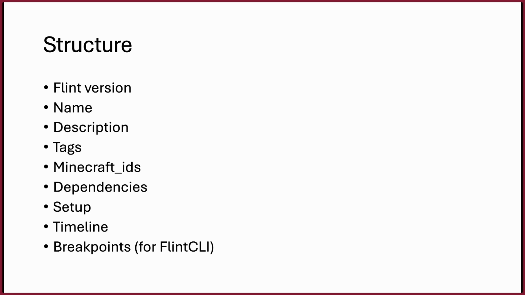Then we have the setup, which is the main part where we define multiple things, for example the cleanup area that the Flint CLI needs. Then the timeline: here comes the full description of how a test works. And then we have breakpoints, which are currently used for Flint CLI, what I showed you already in the last video. That means you can set a breakpoint, and when the behavior reaches it, you can stop there.